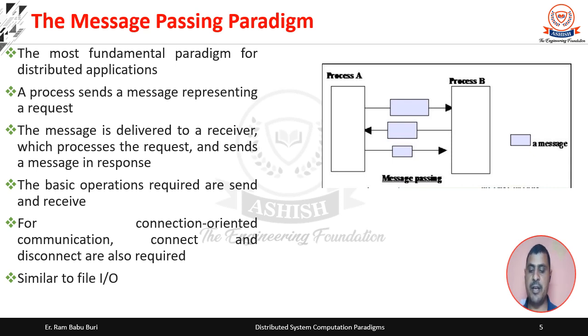The message passing paradigm is a low-level paradigm that requires the programmer to deal with the details of network communications. However, it is also a very flexible paradigm that can be used to implement a wide variety of distributed applications. In this paradigm, process A and process B are connected and each process communicates with the other.